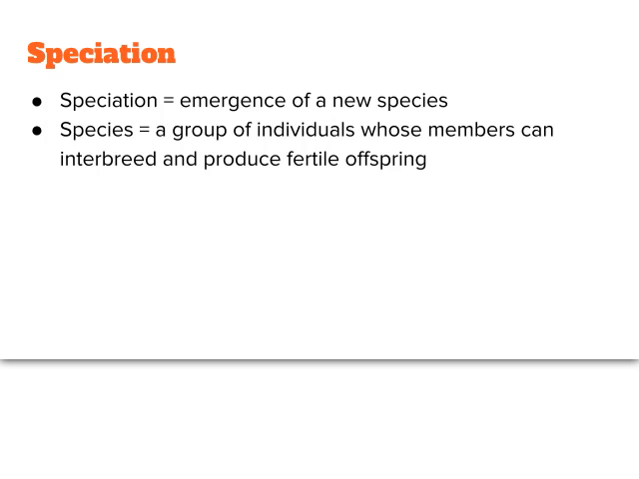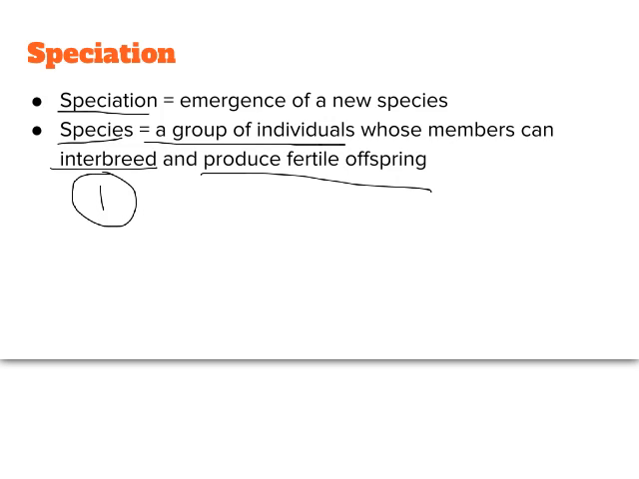So now we're going to change topics entirely and talk about speciation. So speciation is basically the formation or the emergence of a new species. And remember, we define species as a group of individuals whose members can interbreed and produce fertile offspring. So those two parts are important. They have to be able to mate, and when they mate, they have to be able to produce fertile offspring to be considered a species.